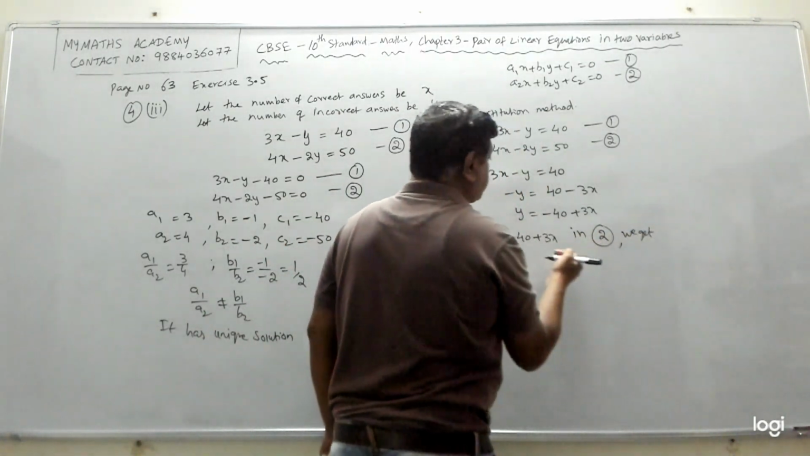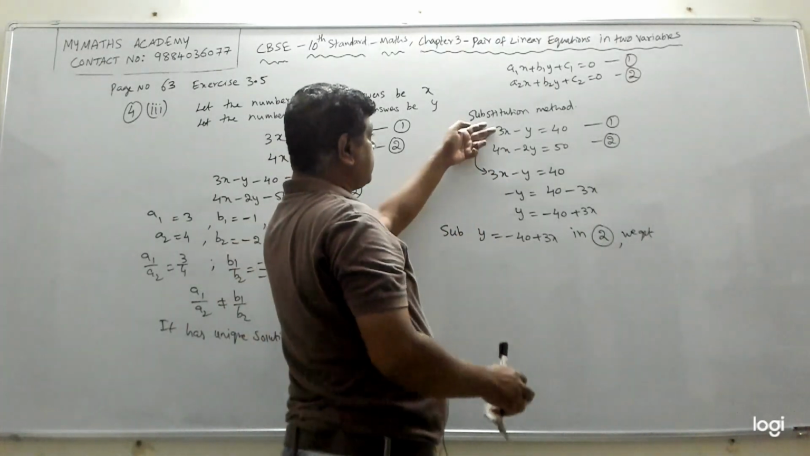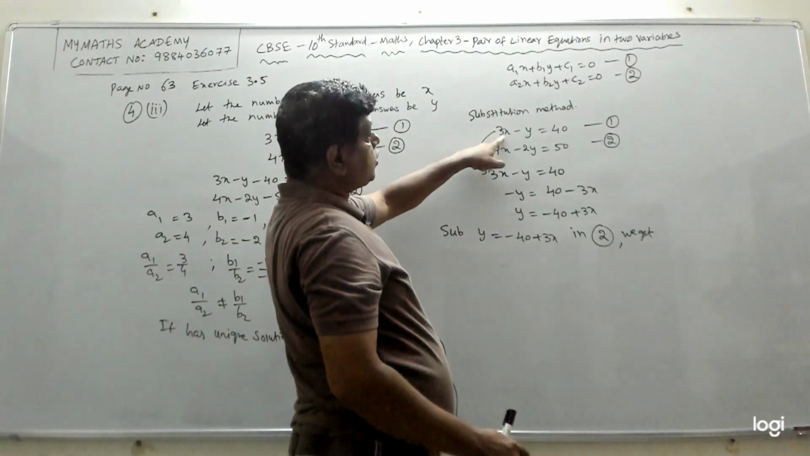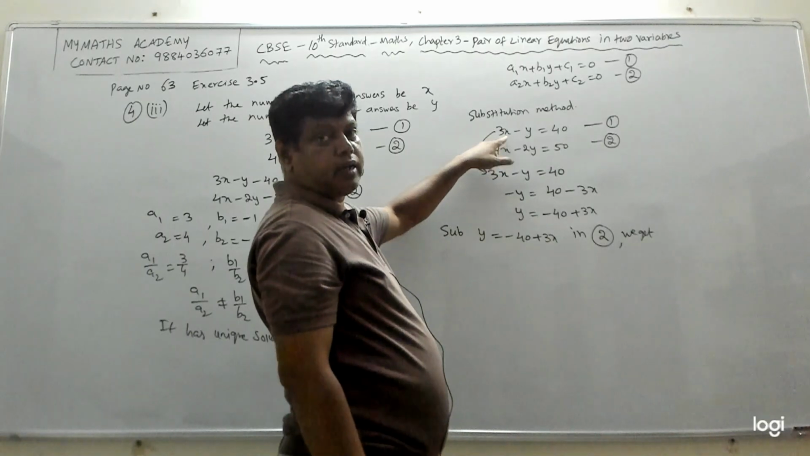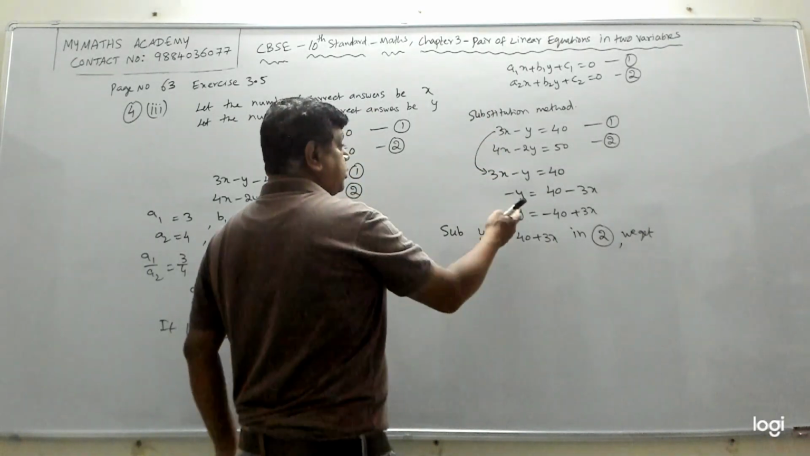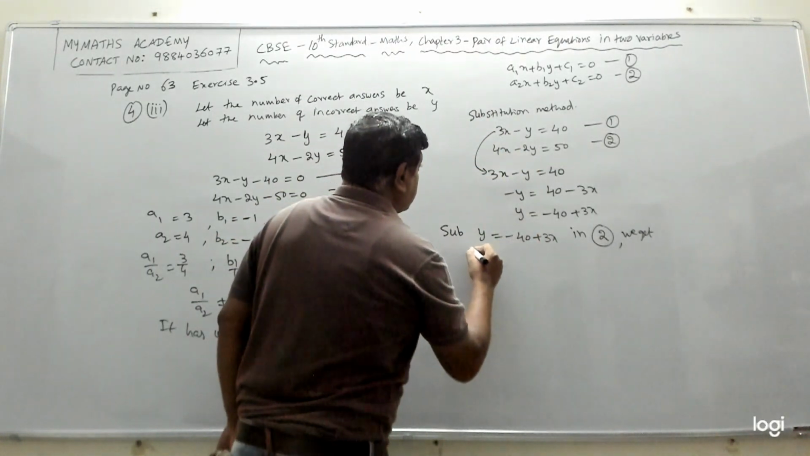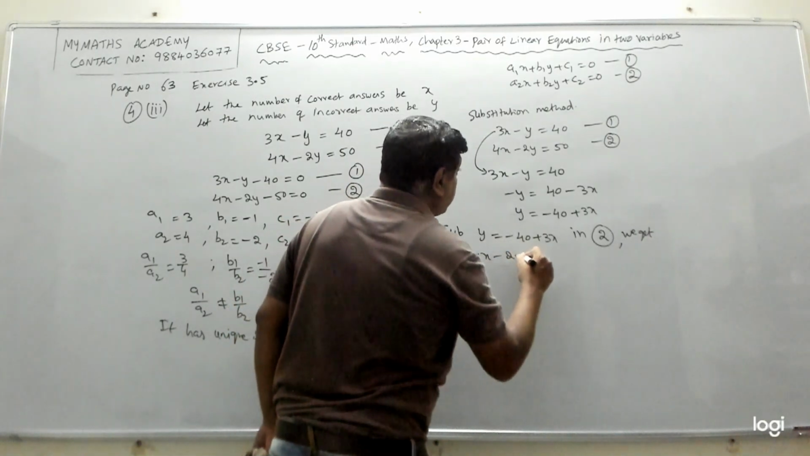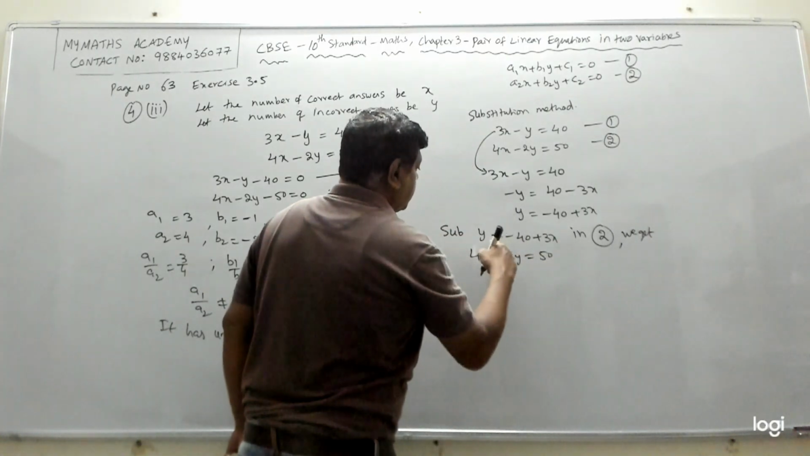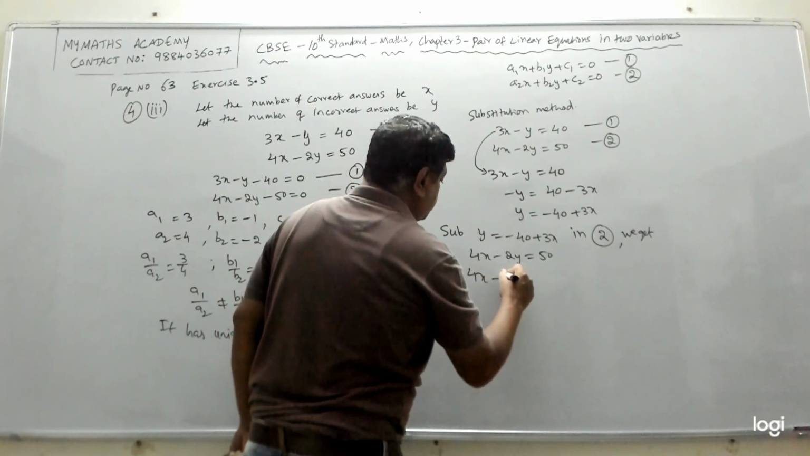So I told you we should not substitute back again in 1 because we got this from 1. Again, don't substitute y is equal to this in 1. We will not get any answer. Everything will get cancelled. So we should substitute it in 2. So 4x minus 2y equal to 50. This is the equation.